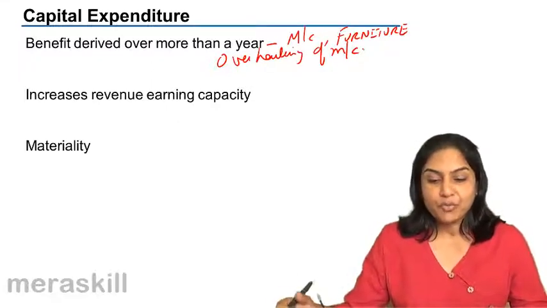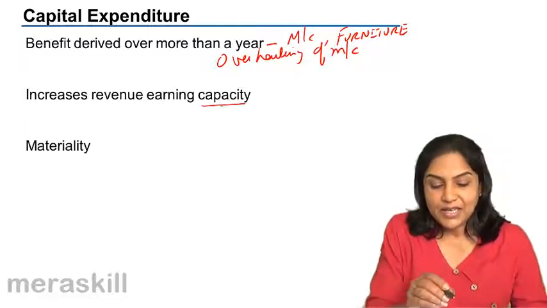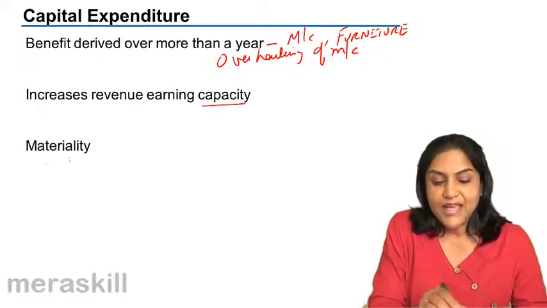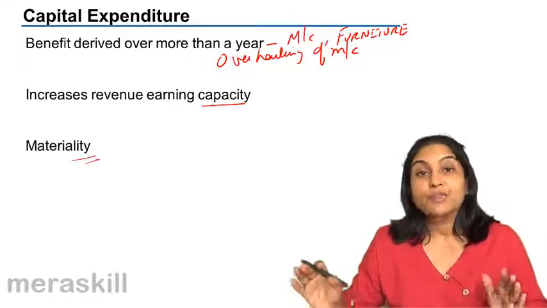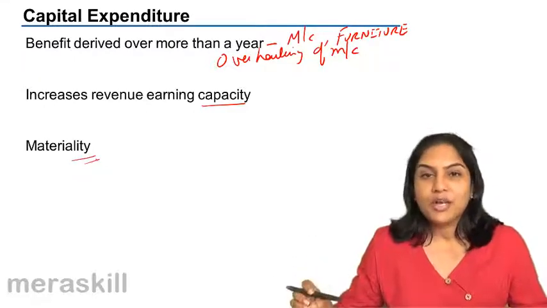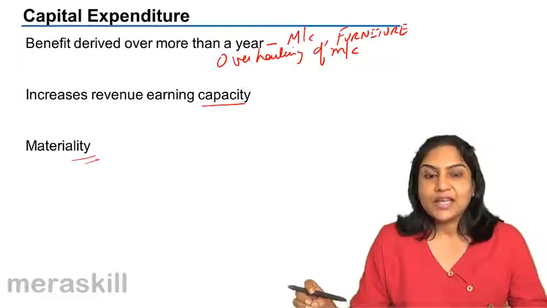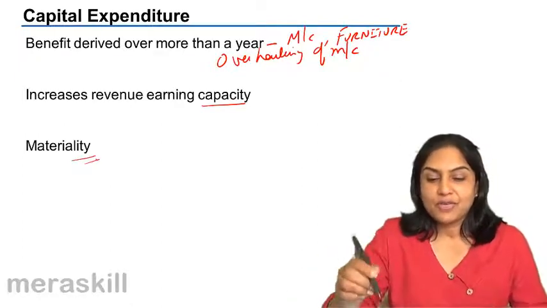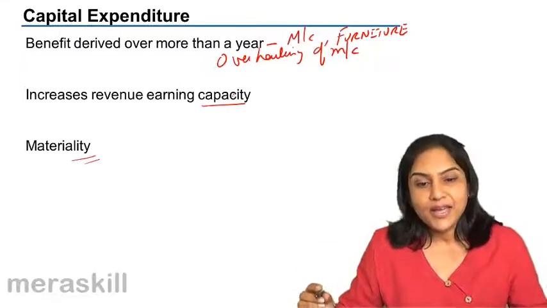Benefit is derived over more than 1 year, increases the revenue generating capacity, increases revenue earning capacity, and usually such items are of huge amounts, material amounts, significant amounts. If they are very small amounts, like we said before, it would be treated as an expense, even if the benefit is derived over more than a year or it improves the revenue earning capacity.